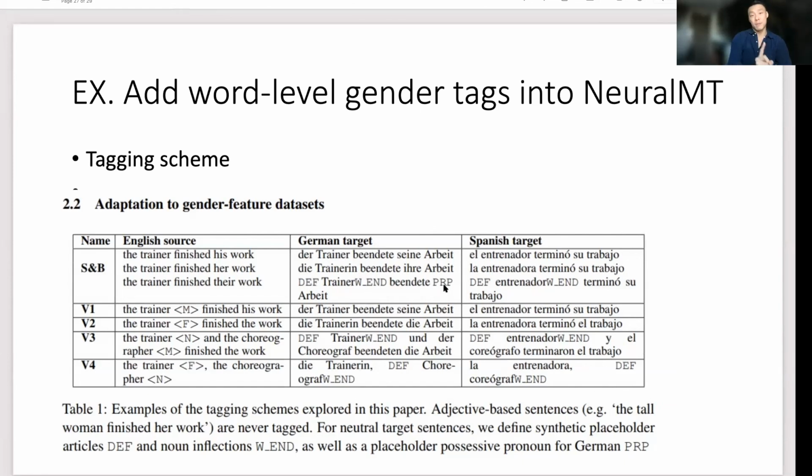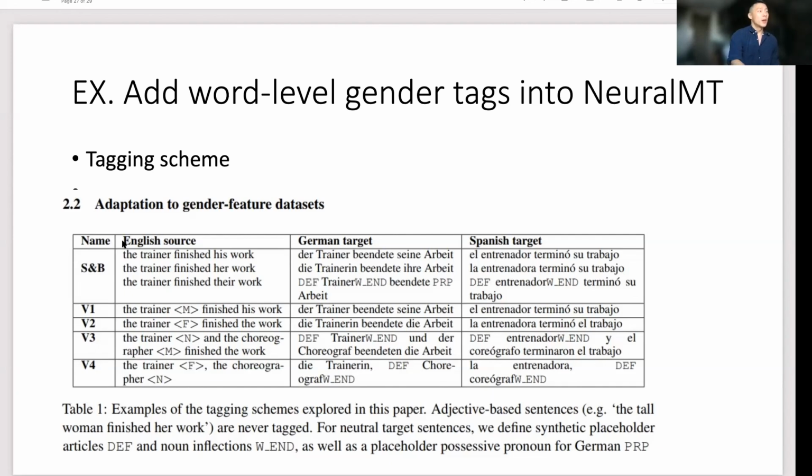So a good system should give you an output like this, right? That is gender neutral in German. Okay, so that's the idea of tagging the scheme. So you change this directly, right?